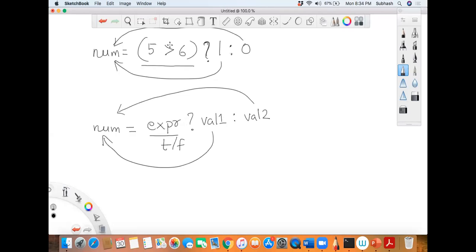Now, having said this, tell me what is the value of num here? Okay, 0, sir. Is 5 greater than 6? False, no? It is false. Therefore, 0 will get stored into num. Therefore, the num value is 0. Is that okay?